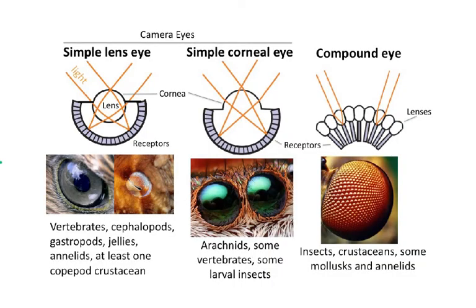Now just a quick look at the different lenses. There is a simple eye, a simple corneal eye, where there's no lens in it, and then there's a compound eye. Insects and crustaceans, and some mollusks and annelids, of course, also have compound eyes. So you must be able to make out which is a simple eye and which is a compound eye.